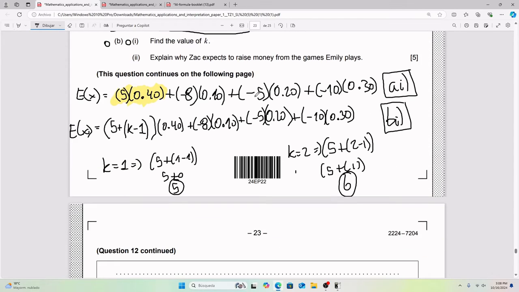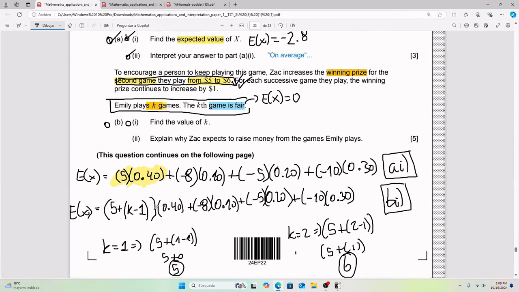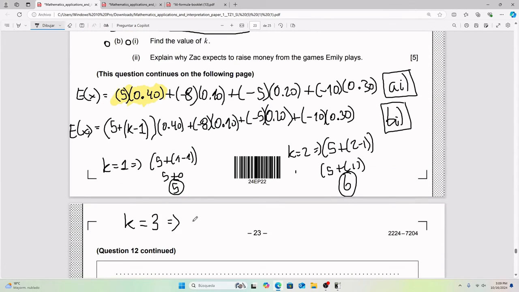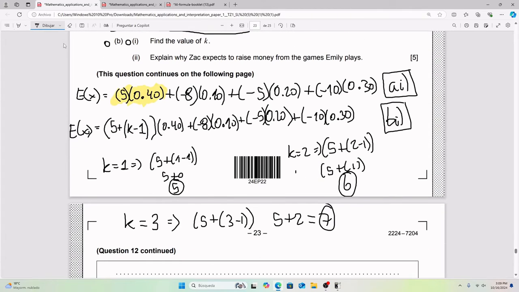So boom, makes sense. And just to check if this pattern is going to keep working, for the third game, I should be winning 7. ¿Cierto? Makes sense. I should be winning 7. So if I go ahead and plug in K equals 3, you end up with 5 plus 3 minus 1. And that is what ends up giving you 5 plus 2, which gives you the 7 that we talked about earlier. See? Now, why did I show you these steps that I'm now putting in pink?